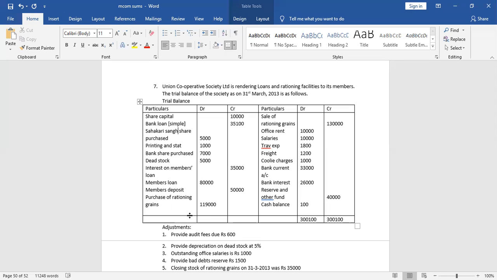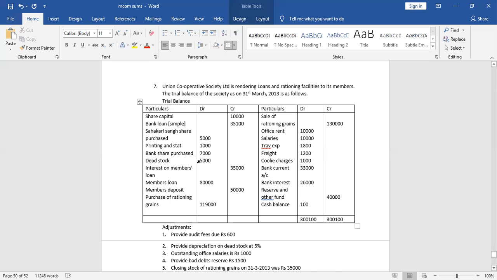Then what else do we have? Then we have office rent. This will come in office. Salaries will come in office. Traveling expense office. Freight is trading account. Coolie charges is trading account. Bank current account is bank balance. Bank interest, this is in the debit side. So bank interest मतलब paid है, debit में आएगा. Then reserve and other fund will come in the reserves and surplus. Cash balance will come under cash and bank balance. Audit fees पूरा outstanding है. We cannot see audit fees anywhere.